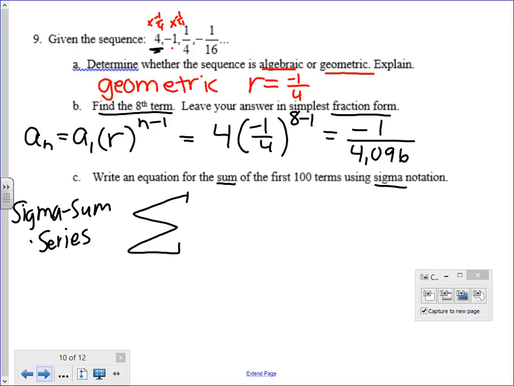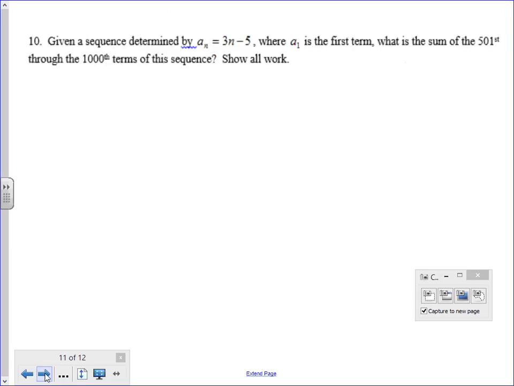Well, the expression for the nth term here would be, again, using this equation, A sub 1, which is 4, times the common ratio of negative 1/4 to the n minus 1 power. We are writing this for the first 100 terms, which means the index on the bottom of our sigma is 1, all the way up to term 100. Right, that's all you have to do here. You do not have to find the value of that sum. All right, let's move on to number 10.